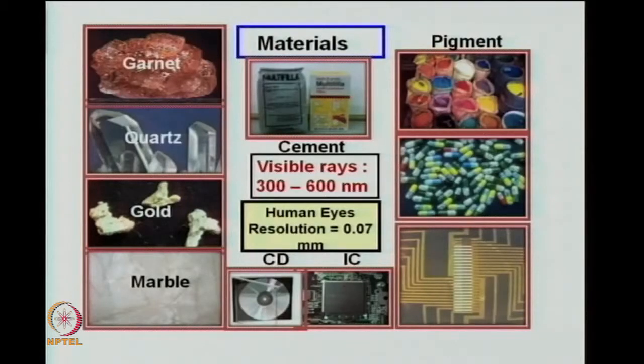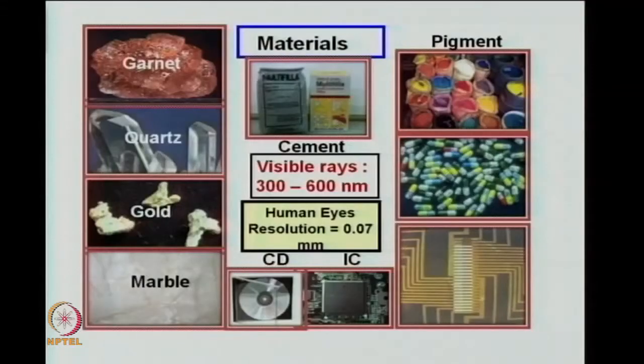Apart from that, there are a lot of drug molecules which are used in pharmaceuticals, or dyes and pigments which are used in daily life. These are man-made materials, and most of the materials that we can see with our naked eye have to have a size which is within the dimensions of the visible rays, which is 300 to 600 nanometers. We are using visible rays to see them with our eyes, and we cannot see objects which are smaller than 0.07 millimeters with our human eyes.